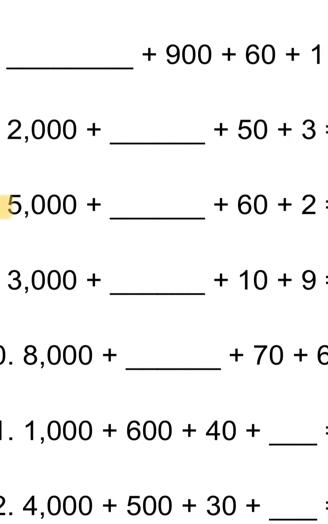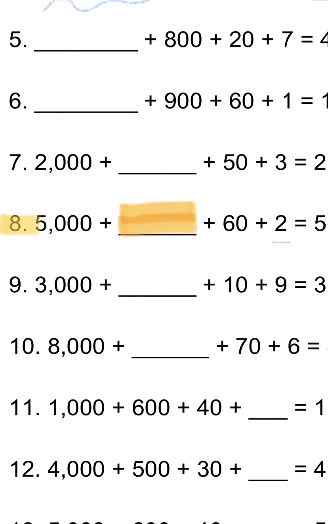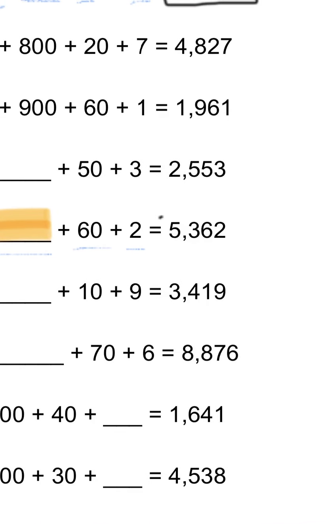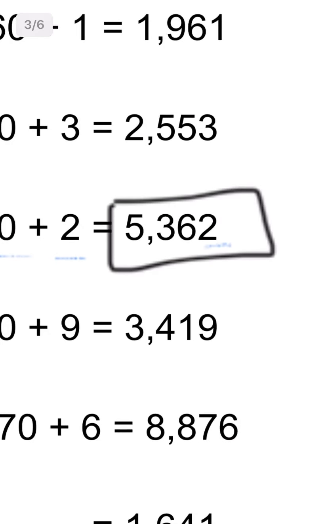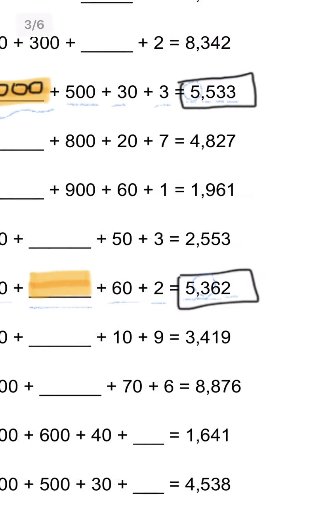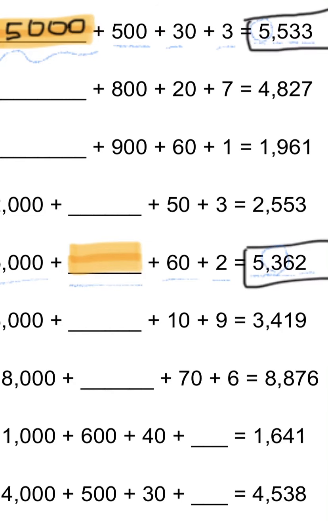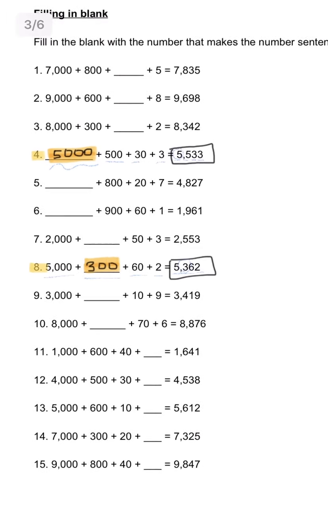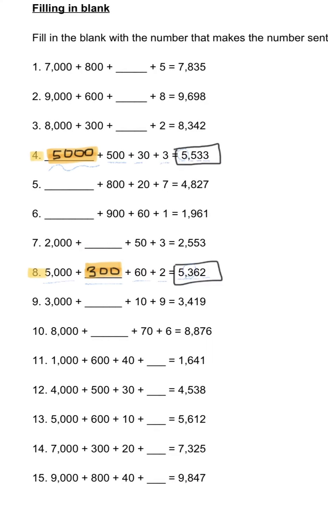Number 8. Okay, now we're missing what? Well, that's ones, tens, hundreds, and thousands, right? So now we're missing the hundreds. Well, let's look at the sum and figure out what the hundreds value is. So that's ones, tens, hundreds, and thousands. And so then the hundreds is 3. So what goes in the blank? 300. Okay. So again, pause the video, work on it, and let's move on.